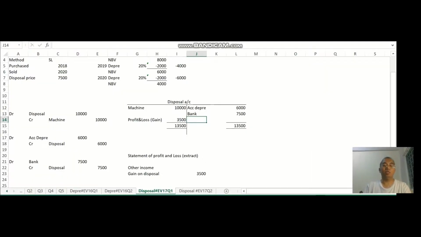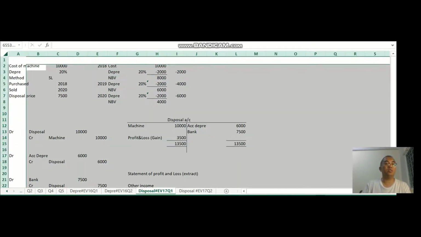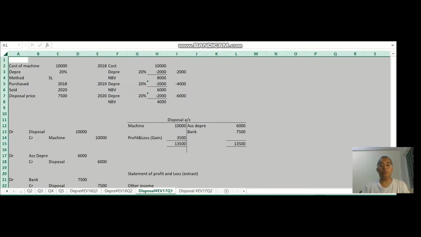Okay, this one is the previous one. Okay, I'm going to save time. I just copy. Okay.